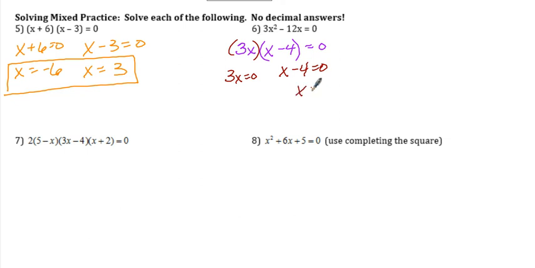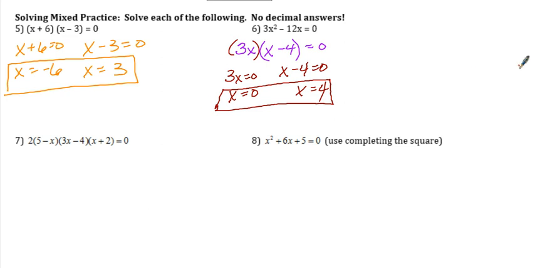This one's a very quick and easy one. X equals positive 4. How do we solve the left one? Divide both sides by 3. What's 0 divided by 3? 0 divided by 3 is 0. So we have 2 solutions as we expected. One of them is 0 and one of them is 4. You need both to have a complete answer.